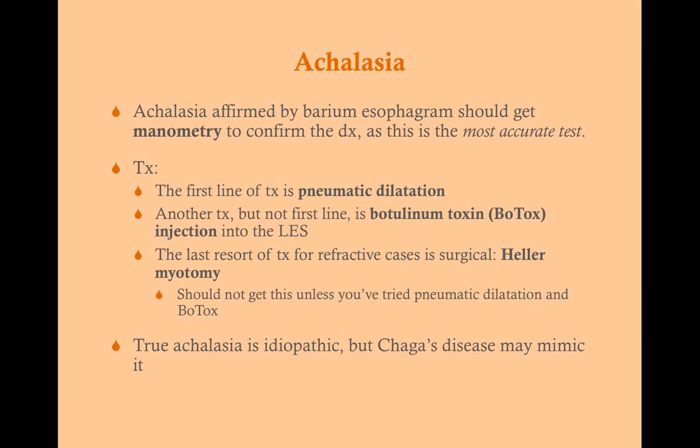So if it asks you which of the following is the best first step in the diagnosis of this patient, then it's going to be barium esophagram. If it asks which of the following is the most accurate test, it's going to be manometry. As far as treating patients with achalasia, the first line of treatment is pneumatic dilatation. And that's just simply where we go down to the lower esophageal sphincter and we dilate that so we can get food down.